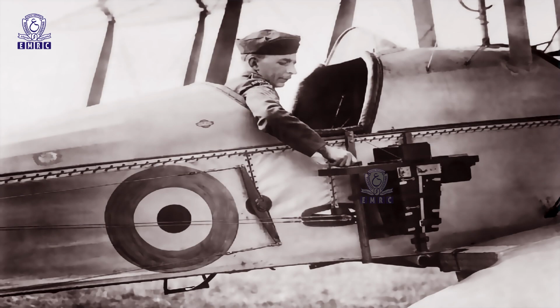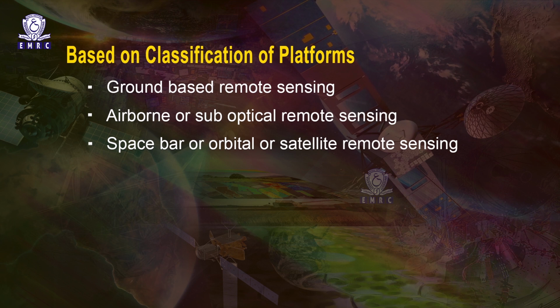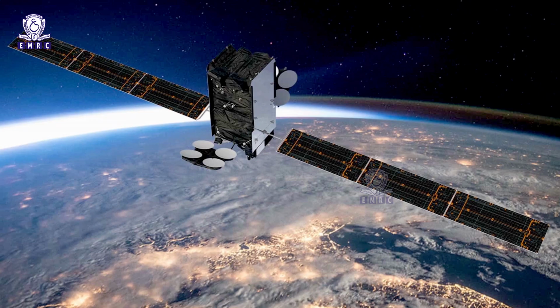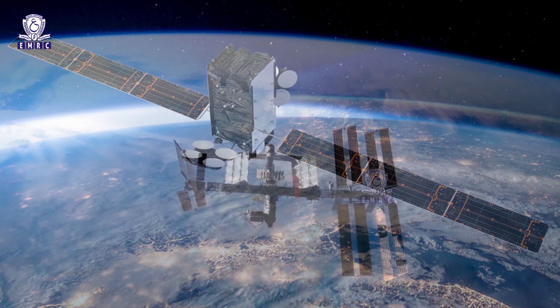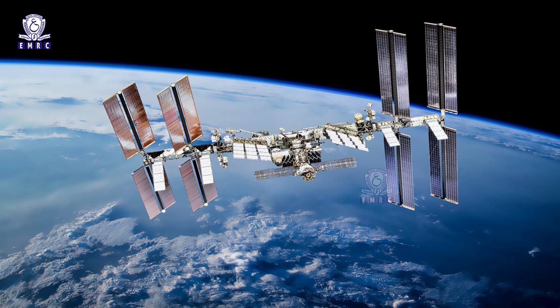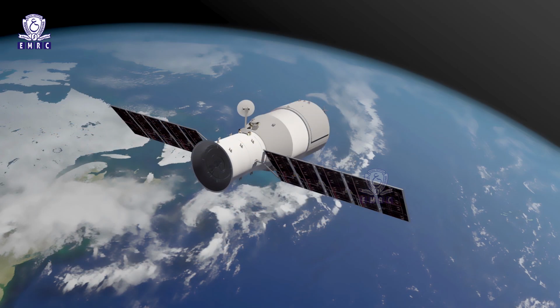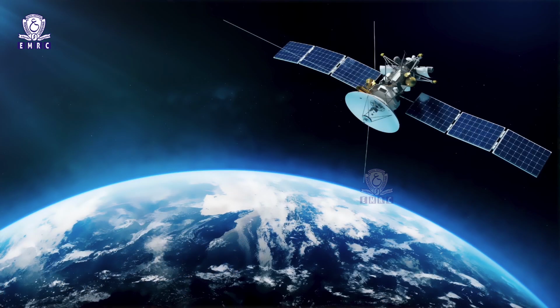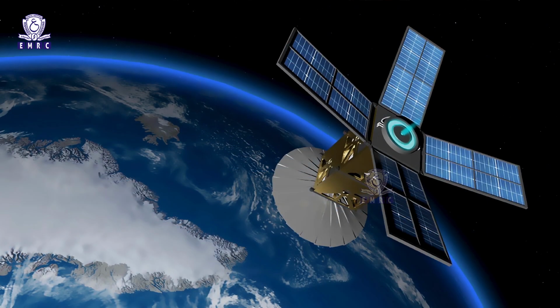Spaceborne or orbital or satellite remote sensing. The platforms are in space, for example satellites. Sometimes the International Space Station and the Space Shuttle are also used as platforms. Satellite remote sensing can significantly enhance information available from traditional data sources because it can provide a synoptic view of a large portion of the Earth.